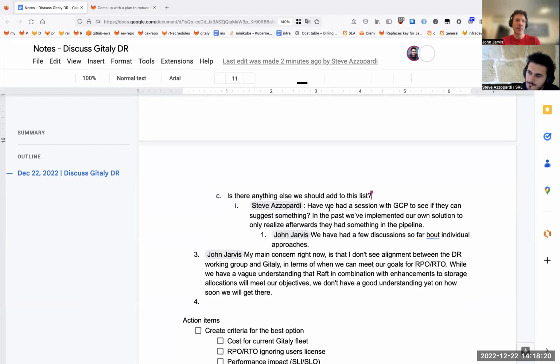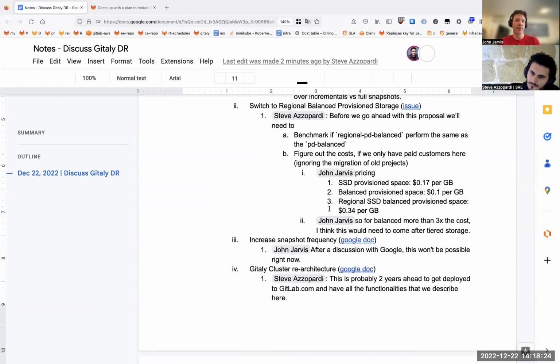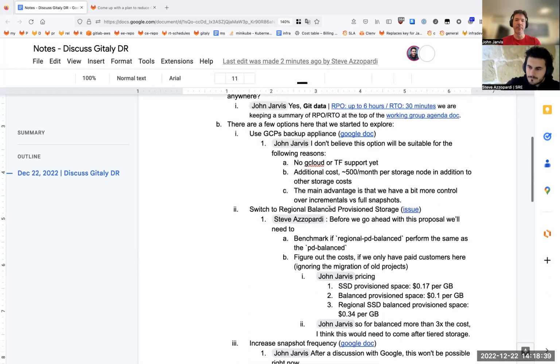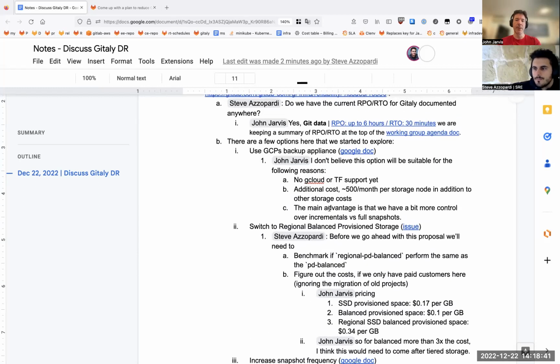Yeah, the sessions we've had with them have all been async and are captured in the docs. And this was them going to the product teams to answer questions that we had with regard to snapshot frequency and the backup appliance. So that's pretty much all we've done so far.